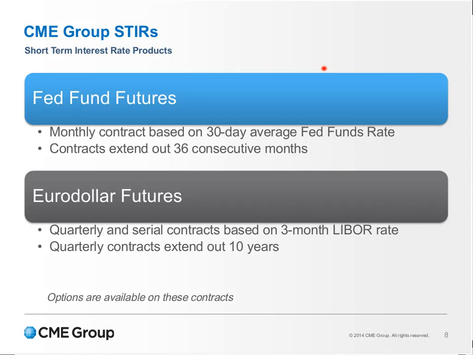The FOMC, or the Federal Open Market Committee, which is the Federal Reserve's primary monetary policy body, telegraphs its desired target for the Fed funds rate through open market operations. This is also known as the Fed funds rate.